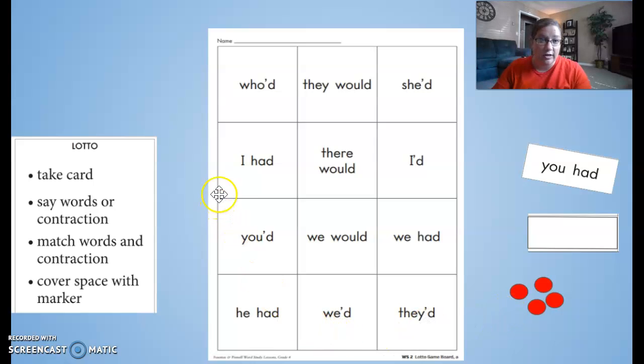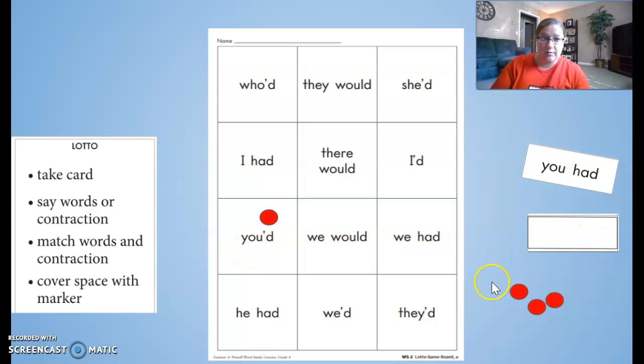So, let's take a look at what it'll look like. For example, I flipped one of these small cards over and it had the words you had. What contraction do we know uses the words you had, and what does it create? I see the answer right here, so I'm going to pick up one of my markers and put it on top of you'd, because I know that you had creates you'd.